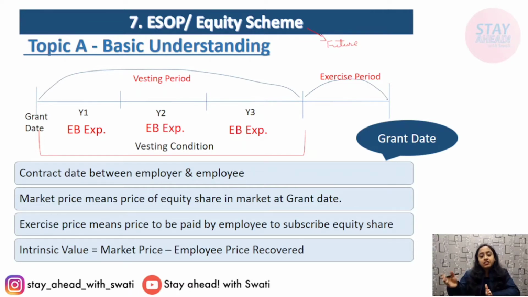The period after the vesting date, you give a time duration, an open window, to the employee to exercise such shares. Such period is known as exercise period. During this, an employee can exercise those shares. A contract date is there, which is between an employee and employer. There comes a grant date at which the whole setup is being issued, being initiated.